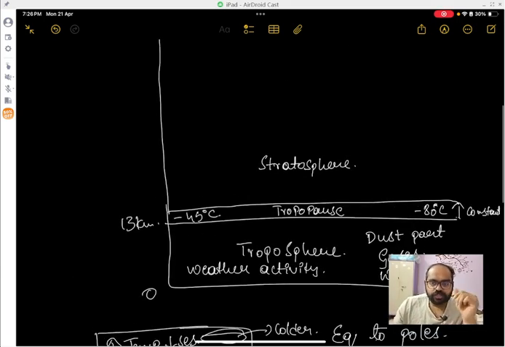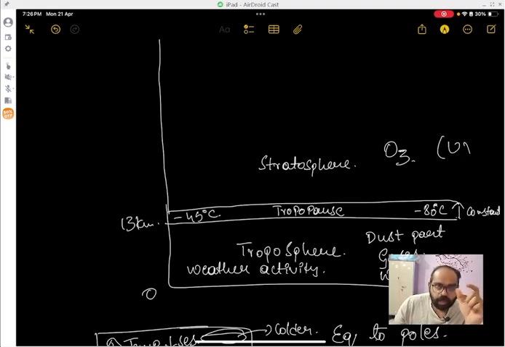Next, the stratosphere. What happens in the stratosphere? The stratosphere consists of ozone. What does ozone do? It absorbs UV rays and prevents harmful UV rays from coming to the surface of the earth. This is one feature. What is the second feature? In the stratosphere, as we move from lower levels to upper levels, temperature increases.